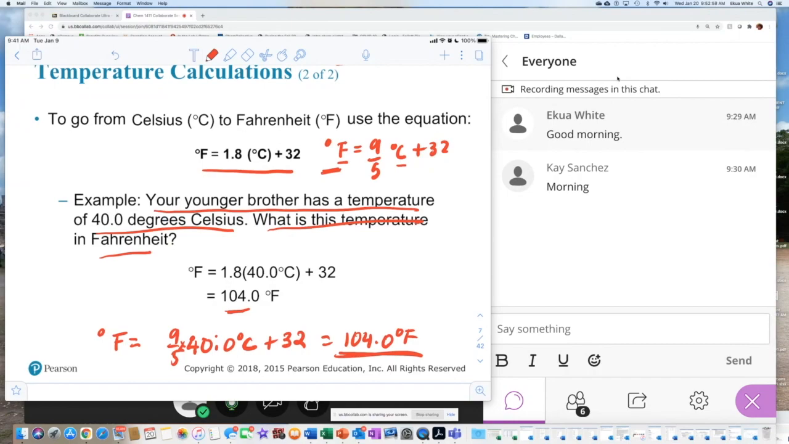You can still use 1.8 because 1.8 is larger than 1. So when you take 1.8 times the number you have in degrees Celsius, it will also end up as a larger number. Okay. So use whatever works for you as long as it helps you get the right answer.